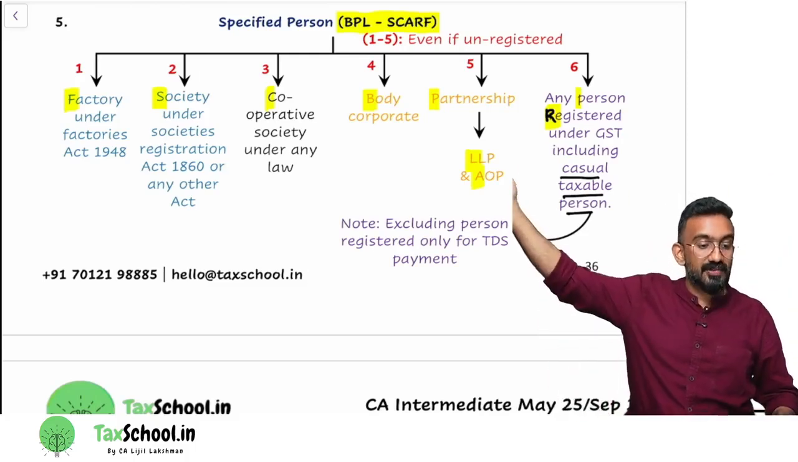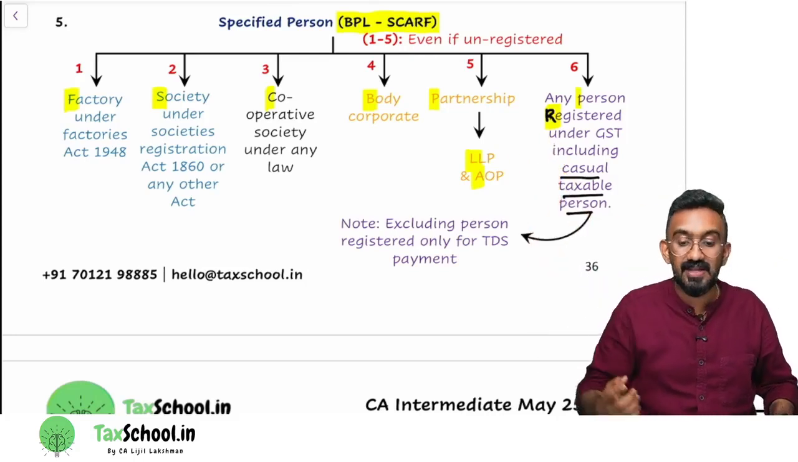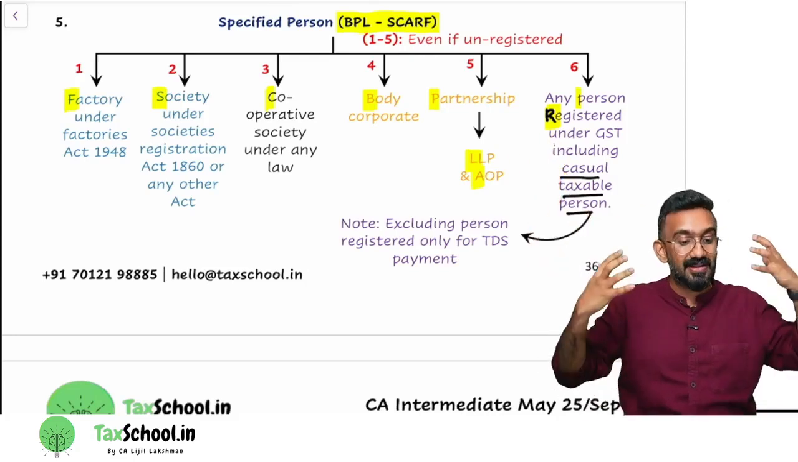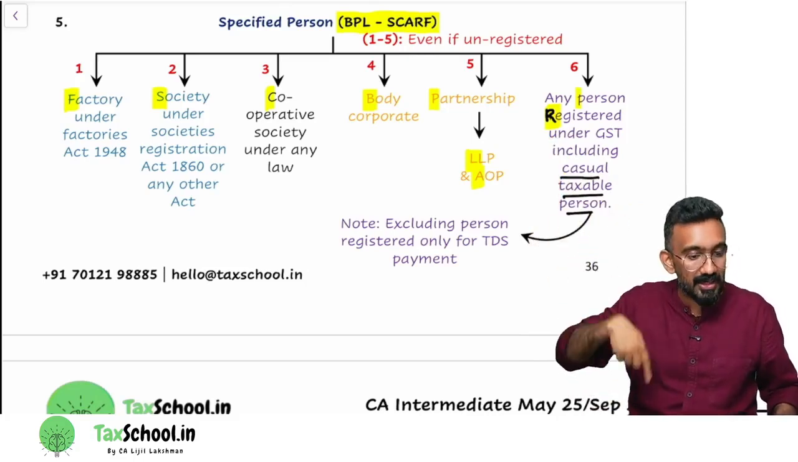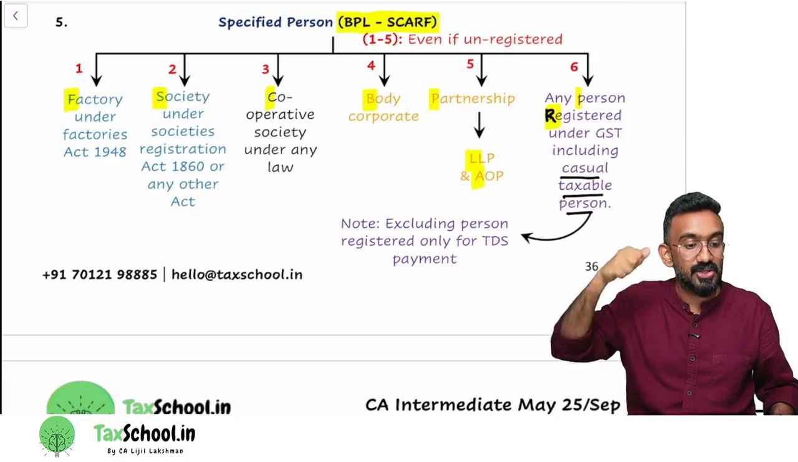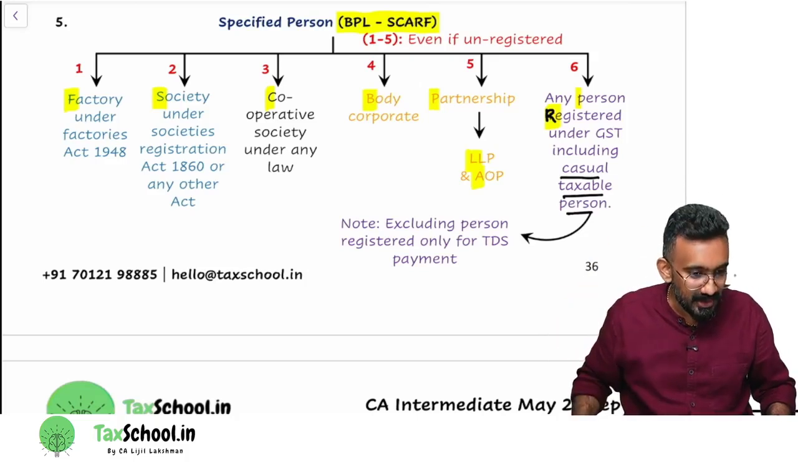In registration, you have something called compulsory registration, which says that anybody who is liable to pay tax under RCM will have to take compulsory registration. So these first 5 people, if they are coming under RCM, will have to take compulsory registration and then pay. Are you understanding?